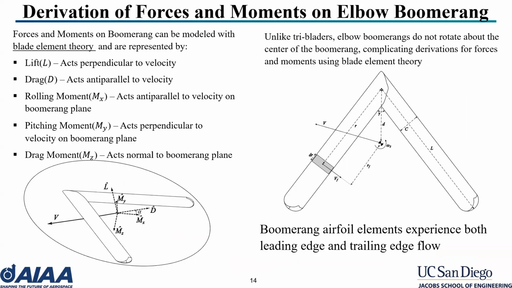We can model the aerodynamics of our elbow boomerang using blade element theory. This is very similar to the work that has been performed on tri-blader boomerangs. However, elbow boomerangs do not rotate about the center of the boomerang, which complicates the derivations. Specifically, we would like to model the lift and drag on the boomerang, along with the rolling moment, pitching moment, and drag moment. Using blade element theory, we were able to derive integral expressions for these forces and moments as a function of the elbow boomerang joint angle.